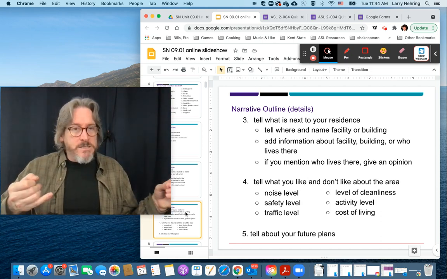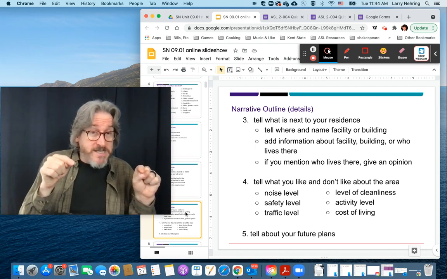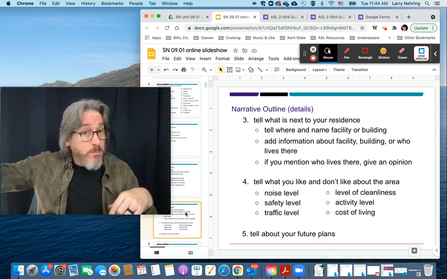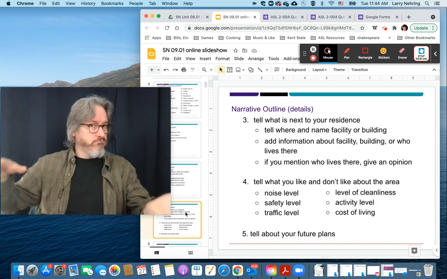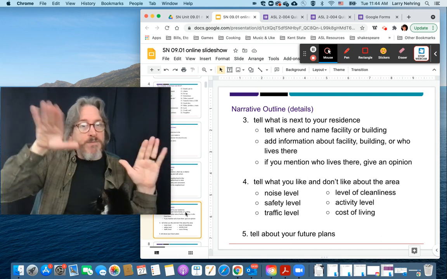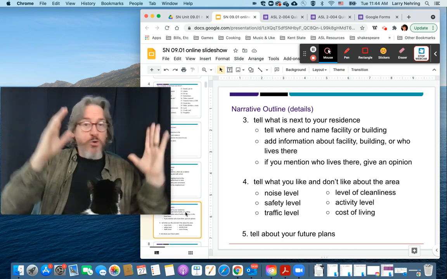And then the last thing is future plans. You could say, I plan to stay here until I graduate, and then I'm going to move away. That's great. Or I plan on staying. I grew up in this community. I'm going to stay because I love it. Okay. So be thinking about it.